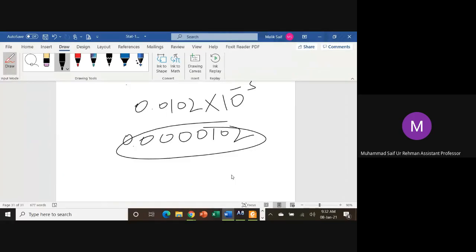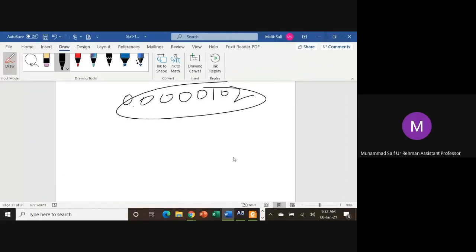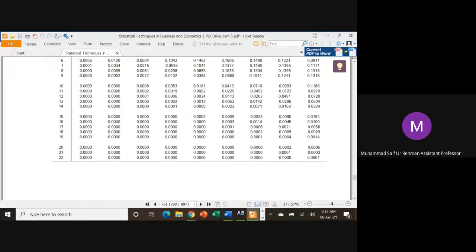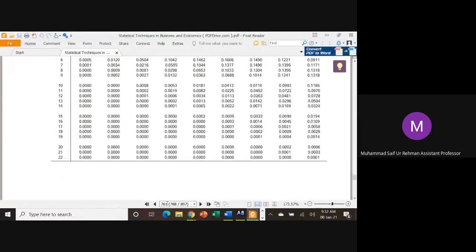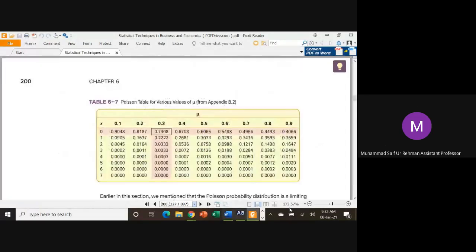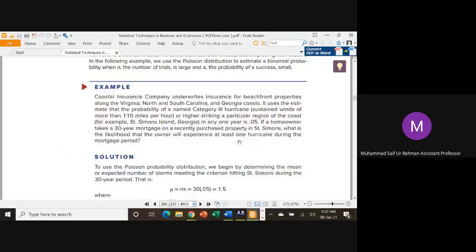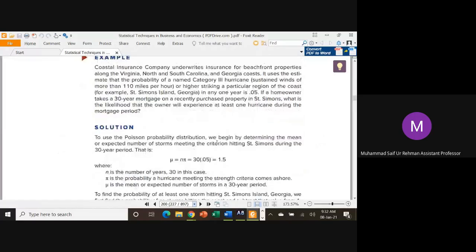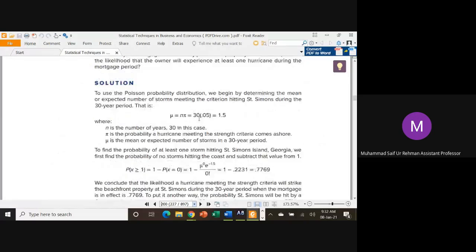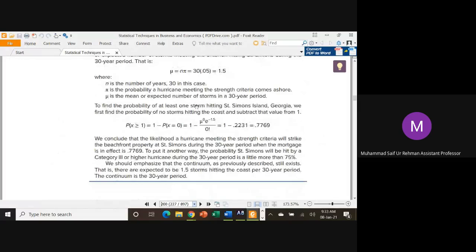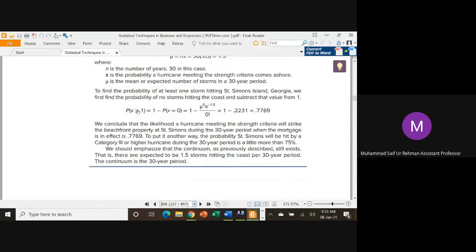Or Excel may help. Now let us solve some other questions from your book. This is another example, so you can take this example into account. I'm leaving it to you. Simply solve it, and it is similar to the previous question. As you can see, this is the case where an at least situation is there.